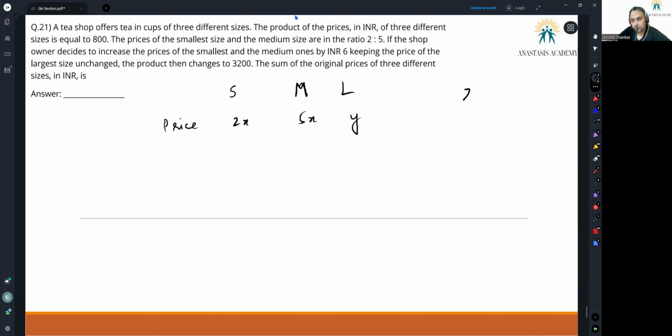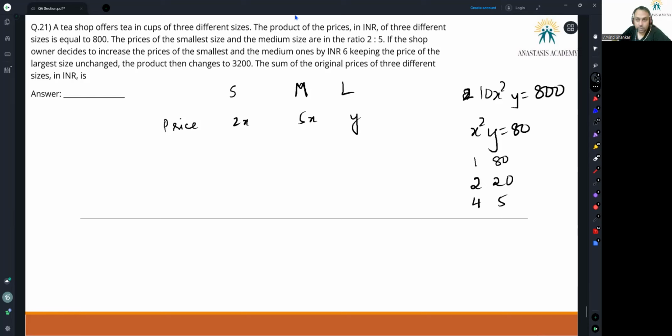And we know 10x square y is equal to 800. Okay. So x square y is equal to 80. So the only possible values for x and y are 1 and 80, or 2 and 20, or 4 and 5. These are the only possibilities.